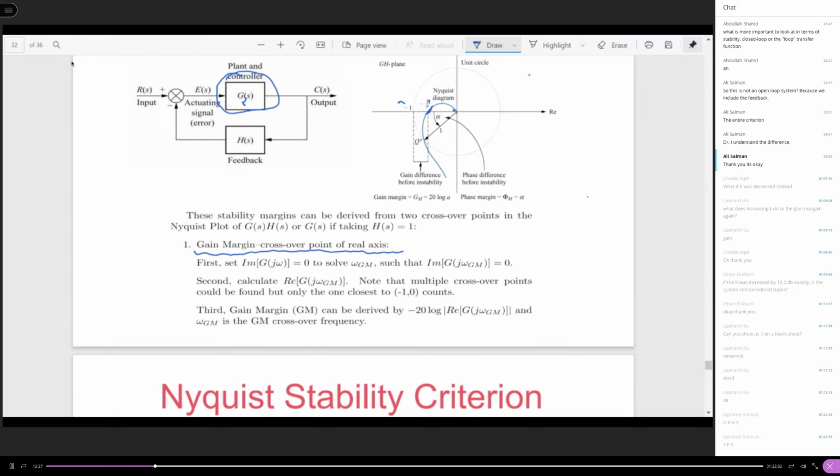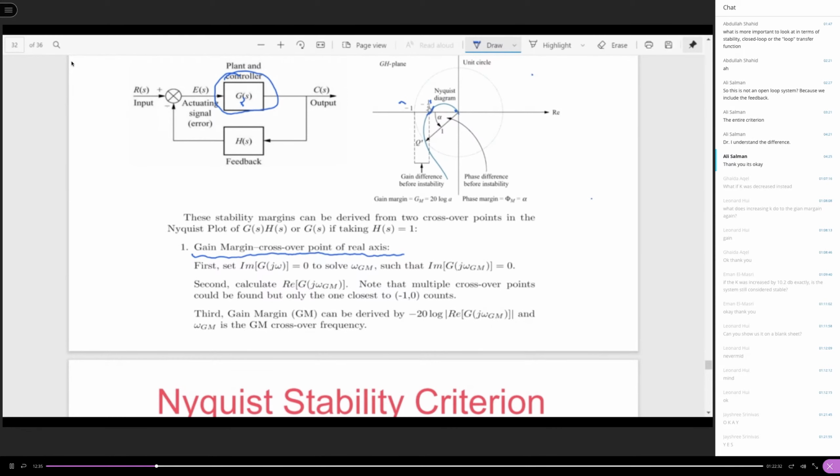This is the minus 180 degree direction. So you basically find this crossing point. And for this crossing point, you know that this is the Nyquist plot. We already talked about it. The Nyquist plot is a parameterized plot, and parameterized by what?